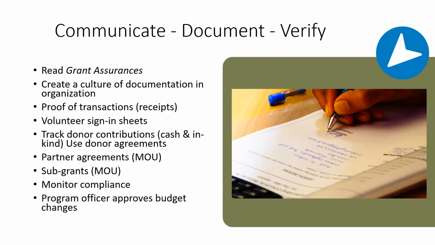And remember, if you're going to change anything in that budget or do anything different, you need to contact the program officer. They oftentimes will approve the change, but they want you to let them know. So you don't just change it because you've decided that's what you need to do. You need to contact the program officer.